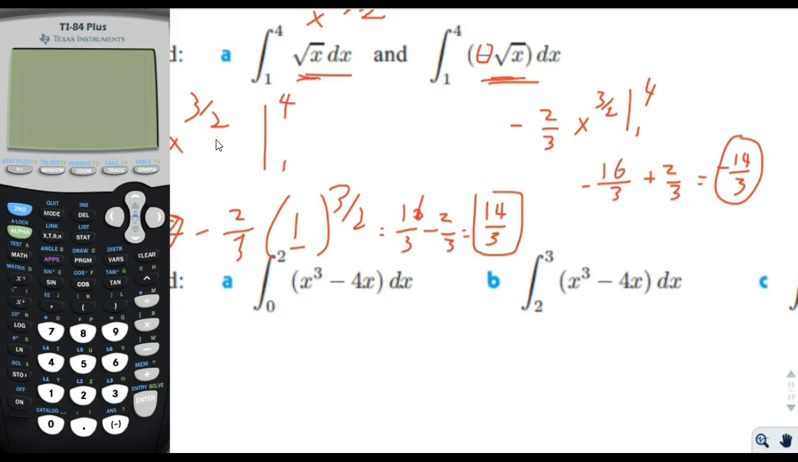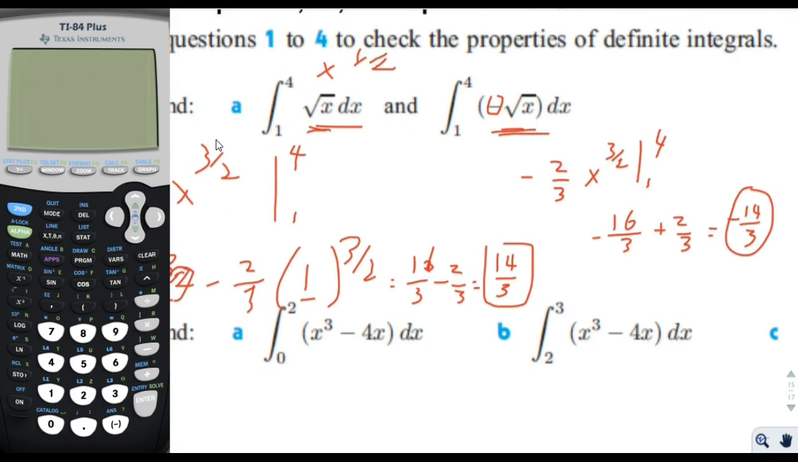So you can see that when you have this and when you have this, the results are going to be negatives of each other. So we could say, hey, look, 1 through 4, square root of x, or actually we could just say, in the general case, that the integral of f of x dx is equal to the negative of the integral from 1 through 4 of negative f of x dx.